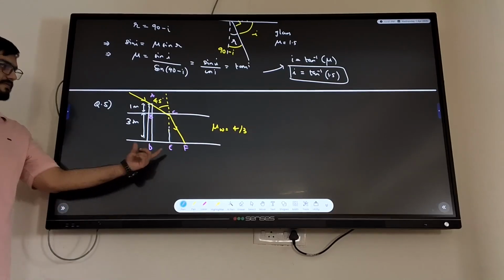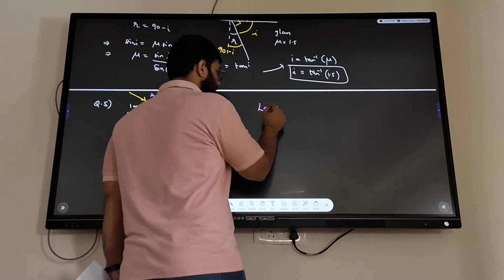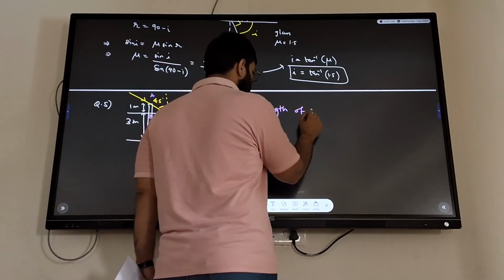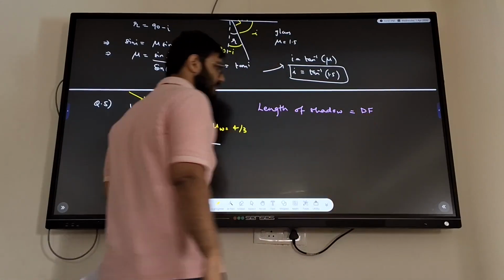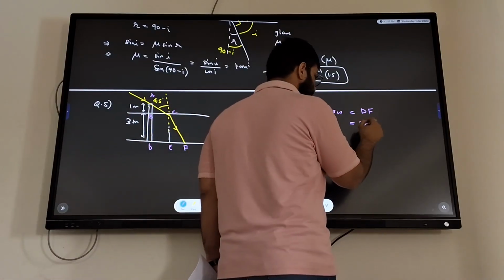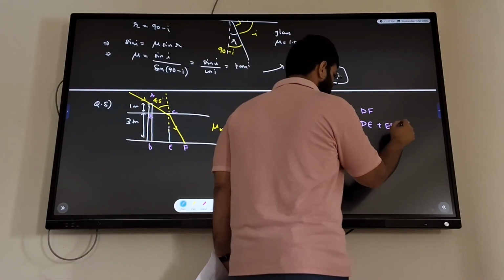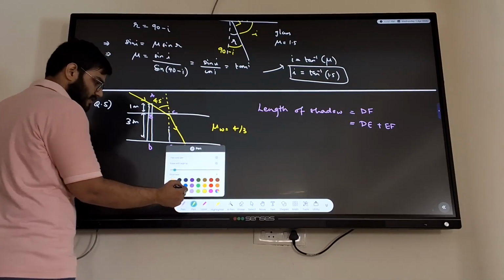EF here, DF. DF is the length of the shadow. Length of shadow is equal to DF. DF can be written as DE plus EF. Yes or no? Now, what is DE? Can somebody tell me that?